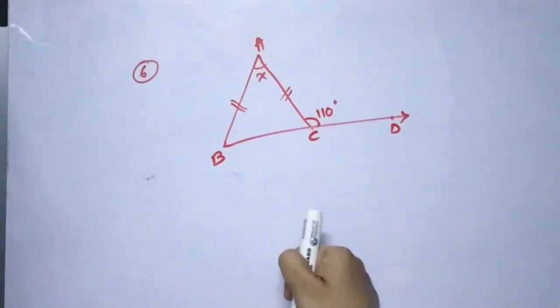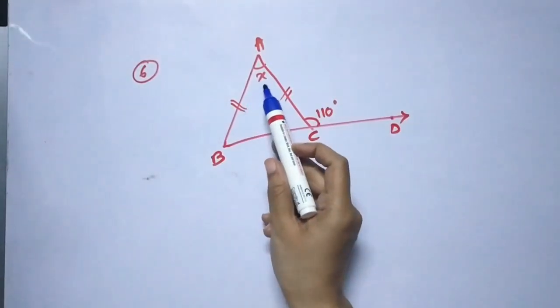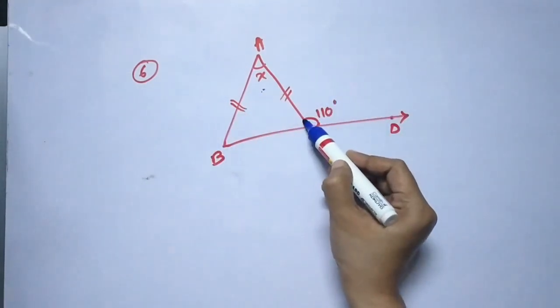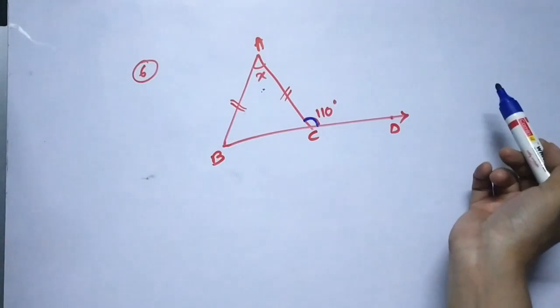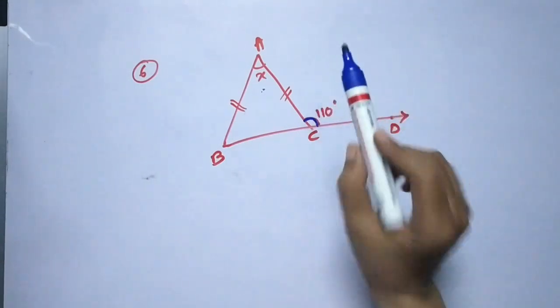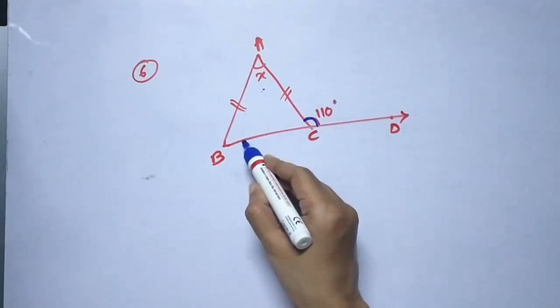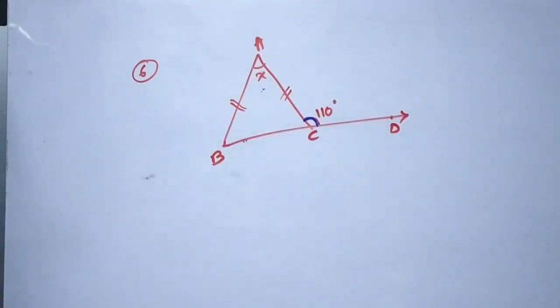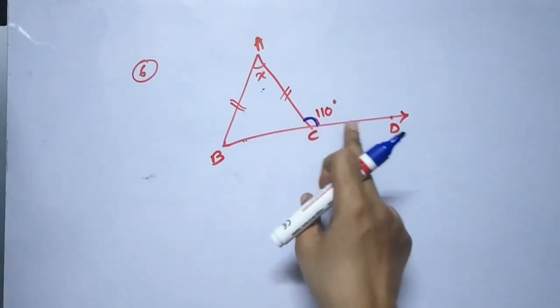So friends, now here we need to find out this lettered angle X. So first of all, focus on this diagram. Here it is what? Exterior angle. In the last video we have seen the concept of exterior angle. Exterior angle is the angle which is formed by extending one of the sides of a triangle, and the other arm is the side itself. So friend, it is exterior angle.